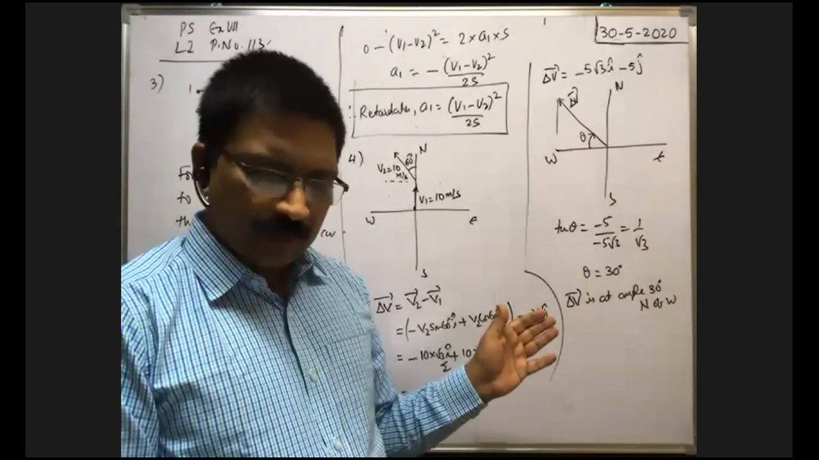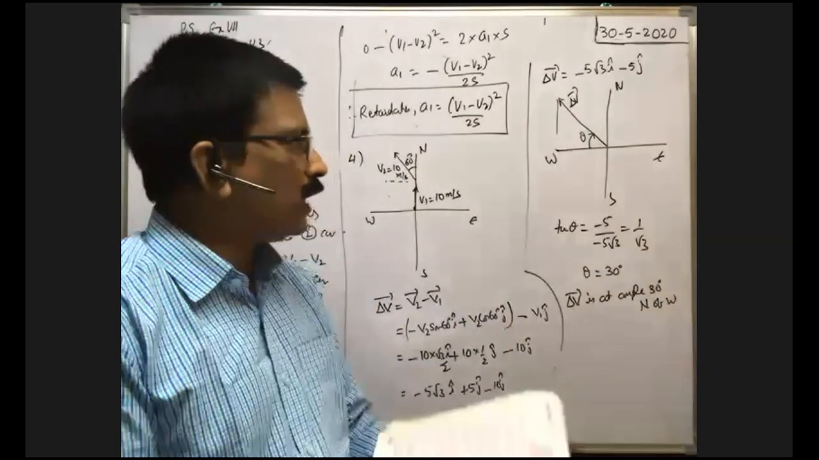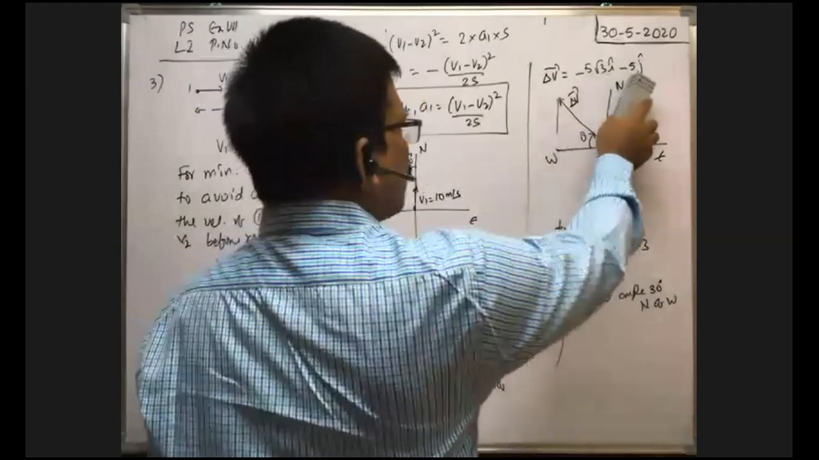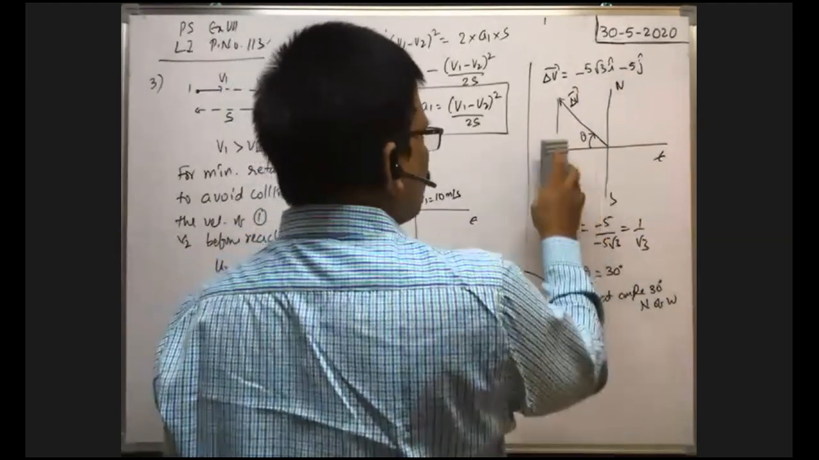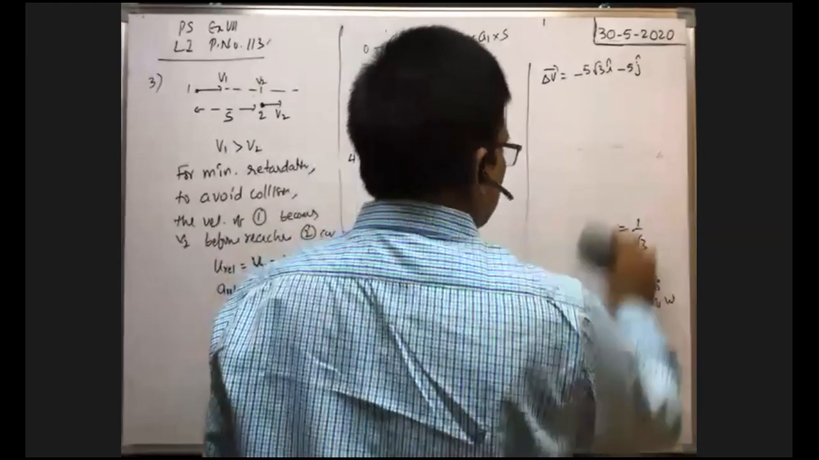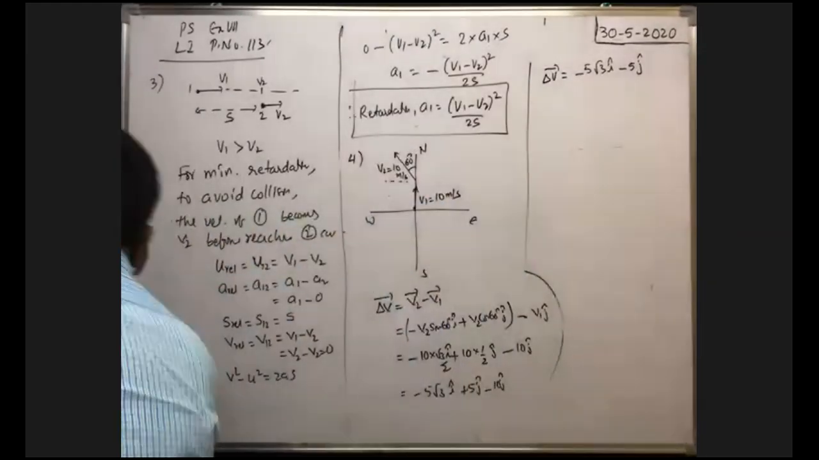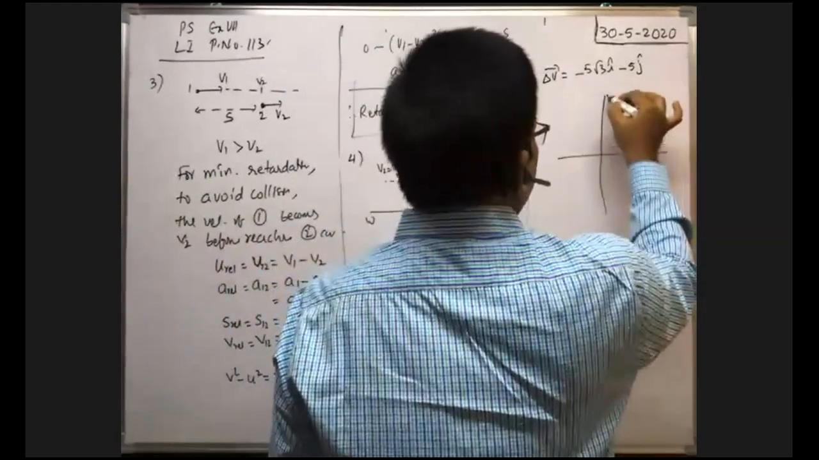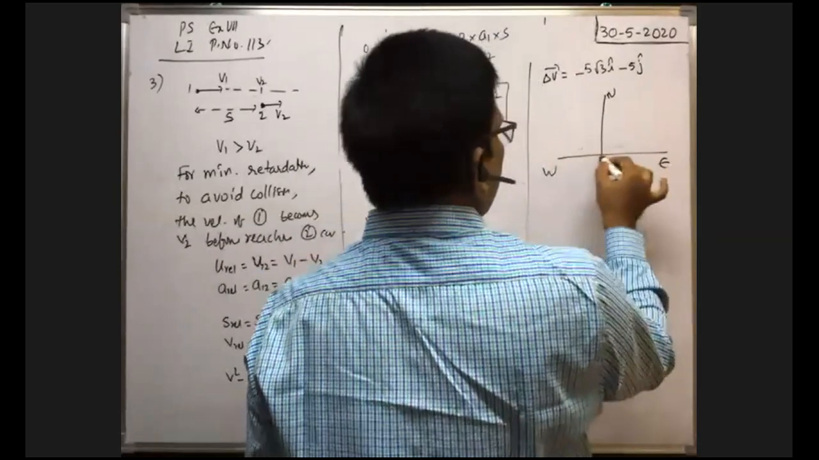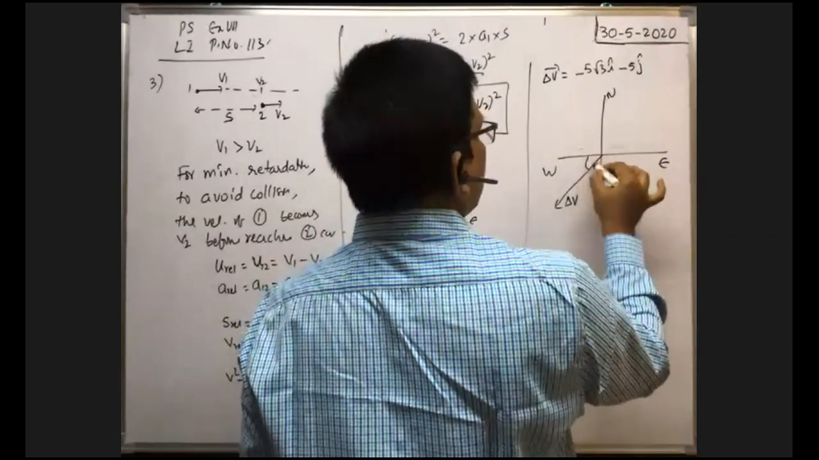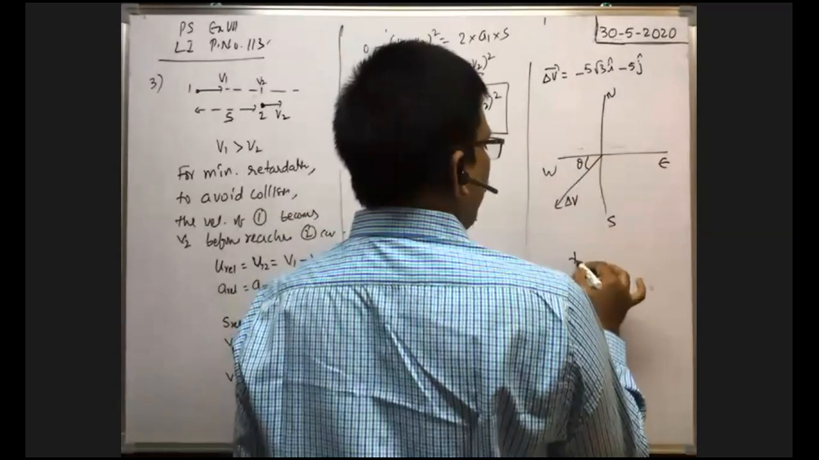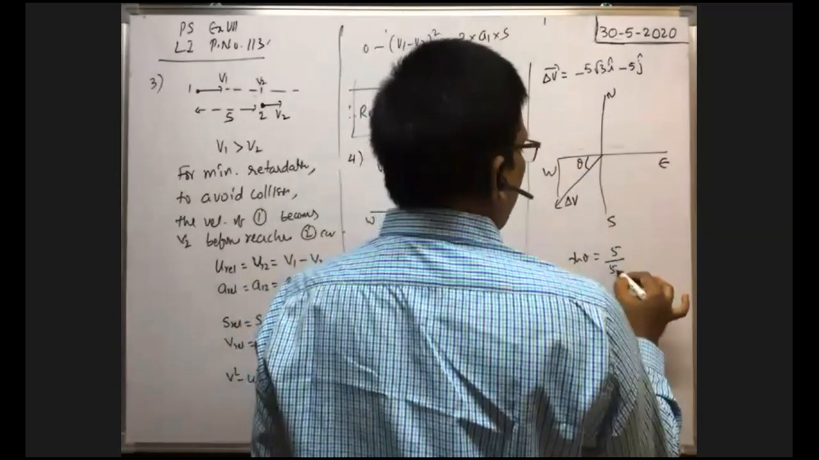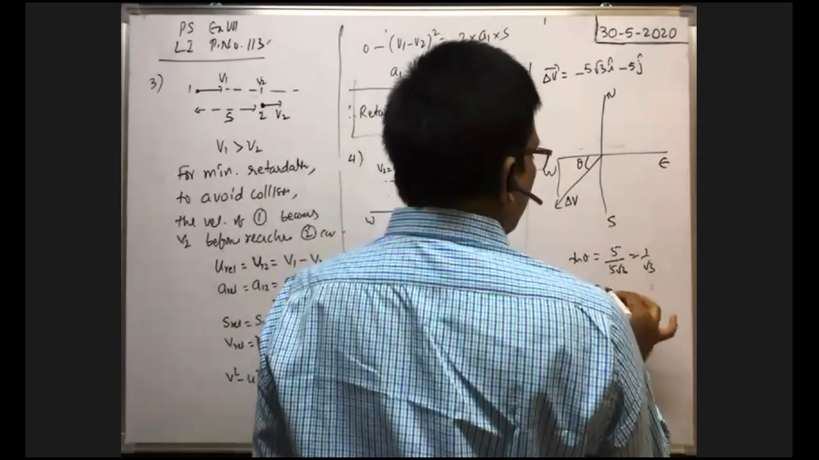Both are negative. Minus minus means it is in the third quadrant, not this one, because in the second quadrant x is negative and y is positive, but here both are negative. So delta V bar lies in this direction and this angle is theta. Then tan theta is equal to y by x, 5 by 5 root 3, which is equal to 1 by root 3. So theta is equal to 30 degrees.